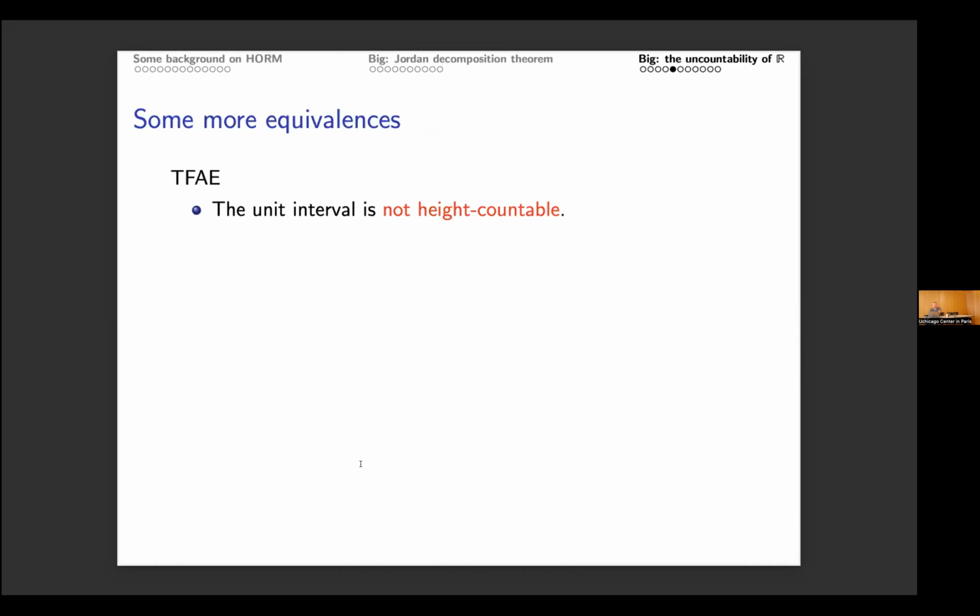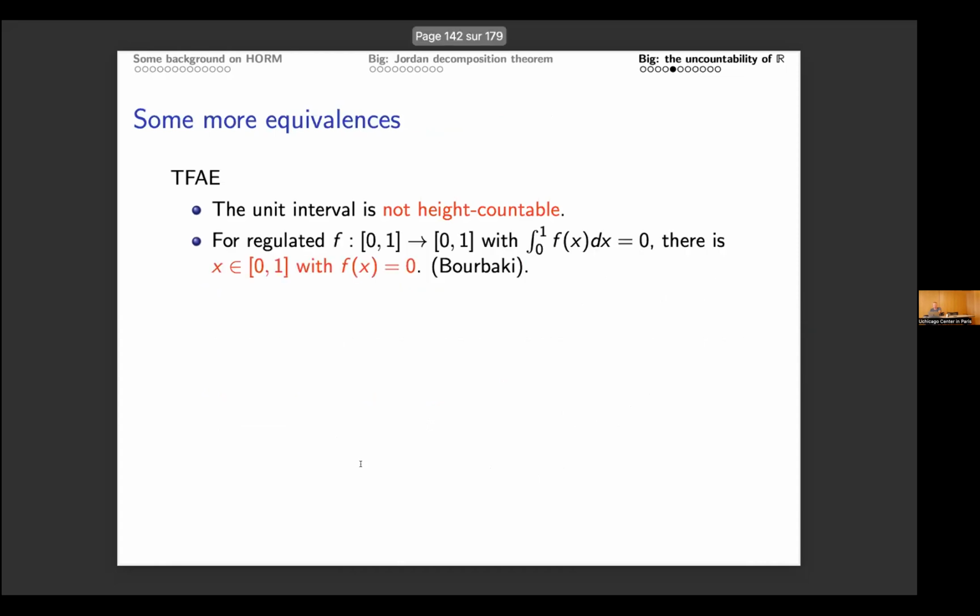And now I'm just going to knock you dead with a lot of equivalences. So the unit interval is not height countable is equivalent to this basic property of regulated functions, which you can find in Bourbaki. A regulated function has a Riemann integral. Suppose it's 0. Then there is one point where the function has to be 0 at least. This is the most basic property of the Riemann integral. If it has a 0 integral, it must be 0 a.e. But one point is enough to get you the uncountability of the reals.